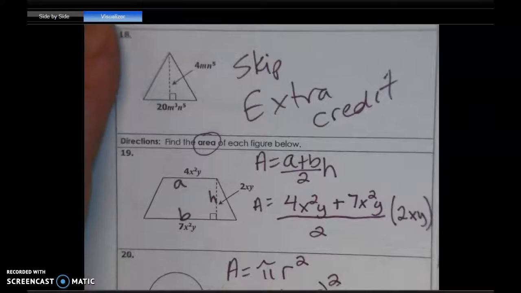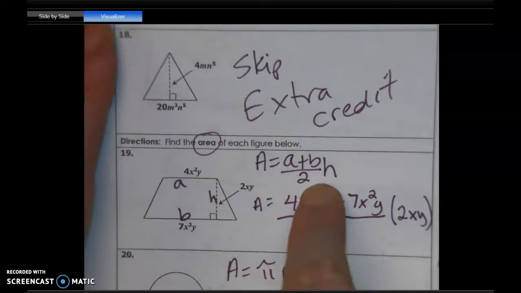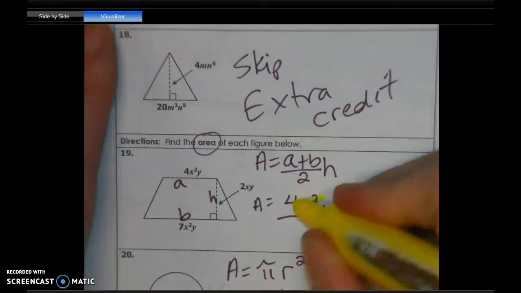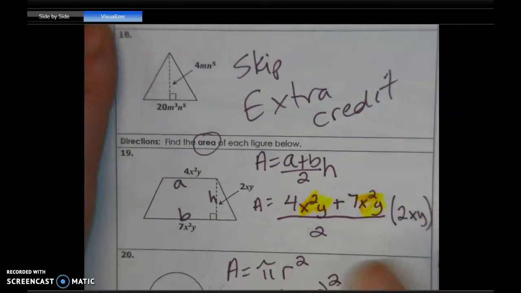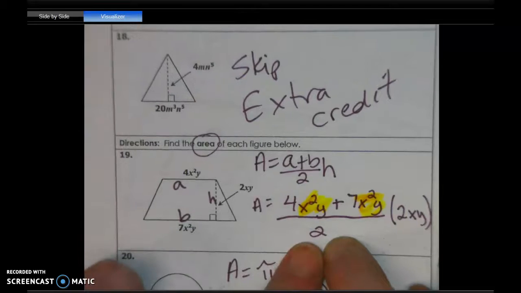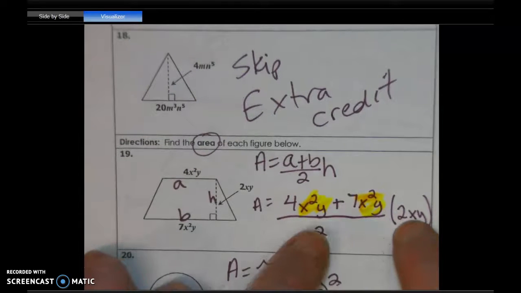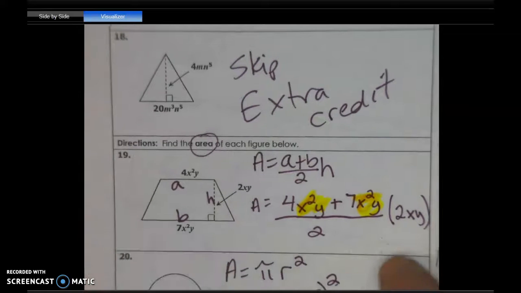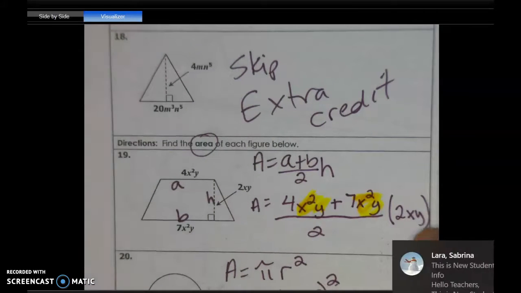Okay, when you look at 19, it's A plus B divided by 2 times H. Well, 4 of these, because these match, look, 4 of these match, plus 7 of those is 11. So we get 11 of those divided by 2. Well, I don't want to do that just yet because this 2 and that 2 will cancel each other out. So then I'm just left with 11.